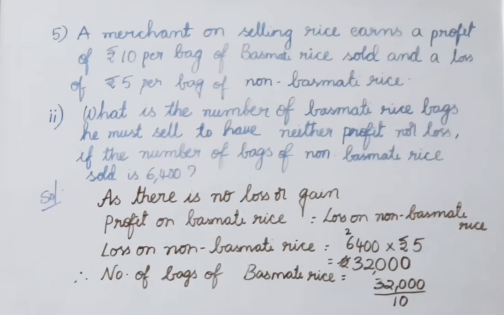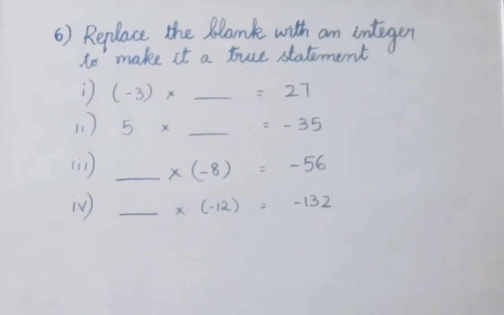Now, we need to find the number of bags of basmati rice. That equals this 32,000 rupees divided by the profit on each bag, 10 rupees. 0, 0 cancelled. So, how many bags must he sell? 3,200. If the merchant sells 6,400 non-basmati rice bags, to get neither profit nor loss, he must sell 3,200 basmati rice bags. See now, sixth question.